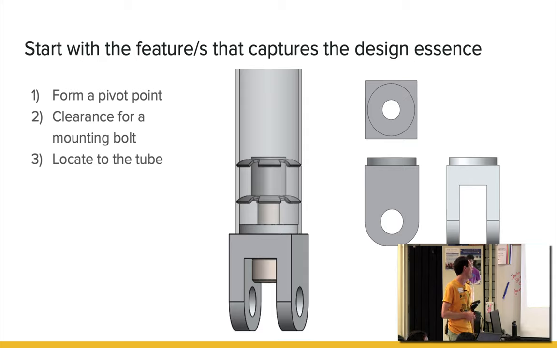Yep, we have to have a mounting spot for us to be able to attach this rod end to the end of the tube, and that lets this bolt clear here. Anything else? No. You have to have something to hold that piece steady into that tube. Yep. So yeah, and then the third thing, we need to locate the tube end within the rod.